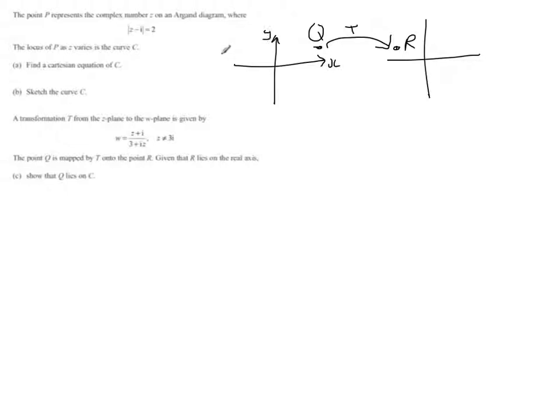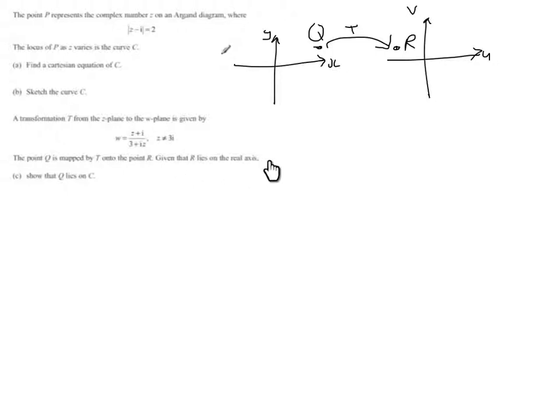So here's our transformation. Q is mapped by T onto R. This is the z plane, x plus iy. This is the w plane, u plus iv. What do I know? What do I know?